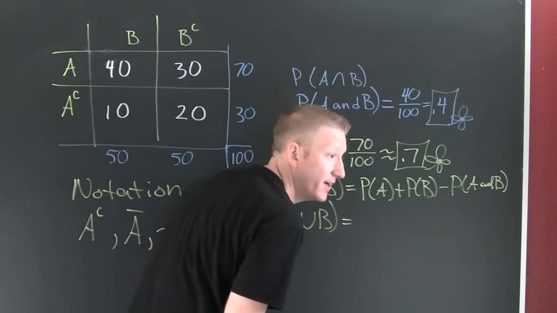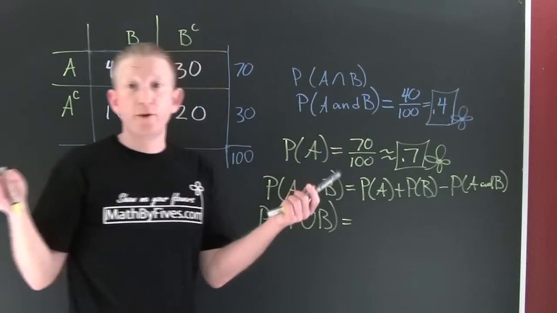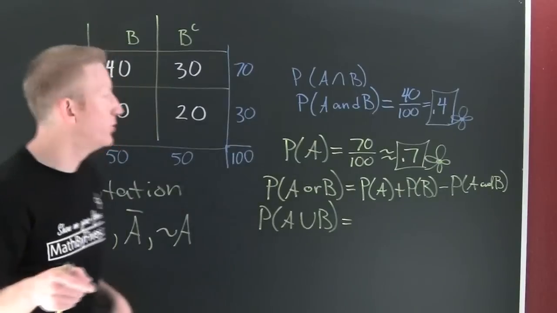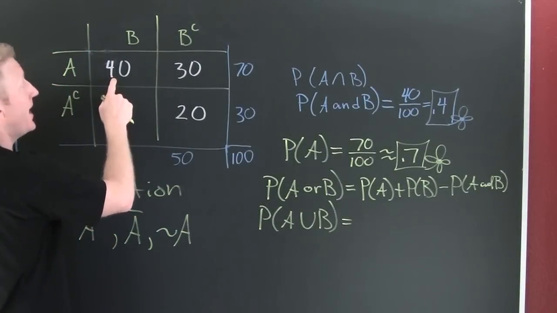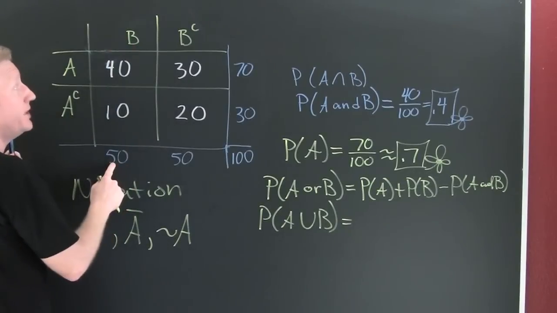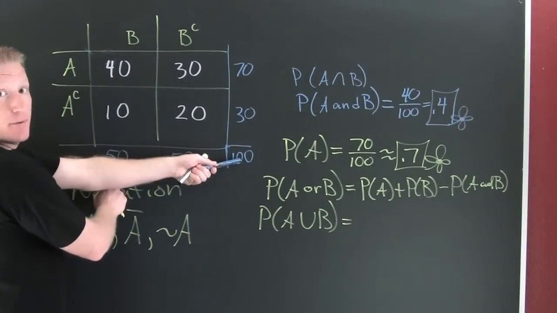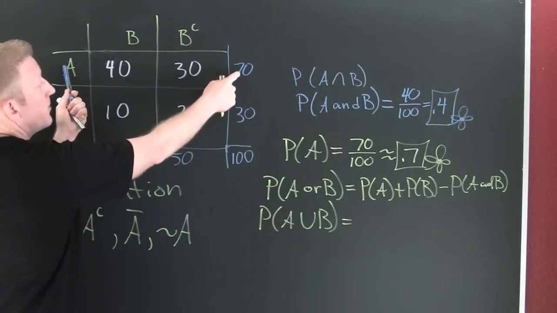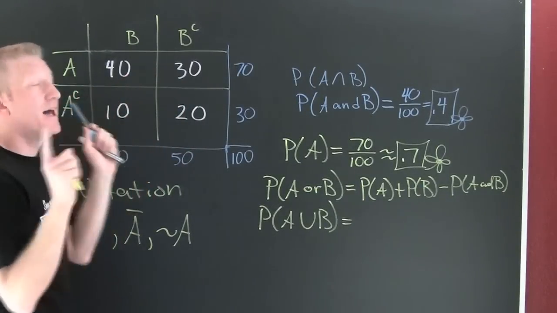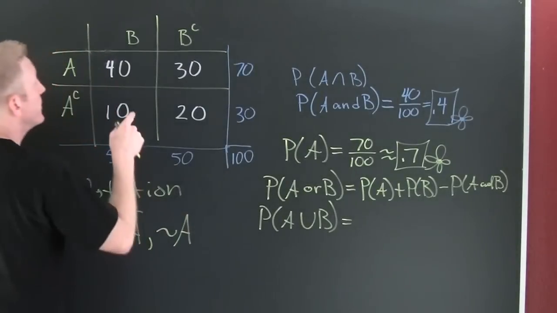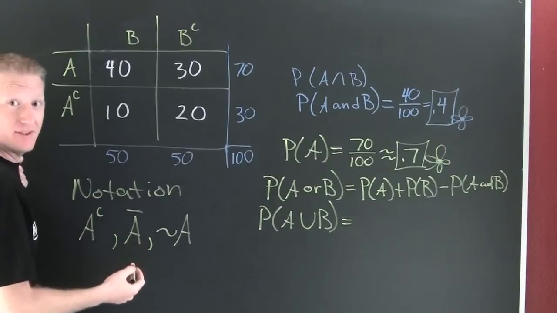So let's go through and find those. There are a couple different ways we can do it from our chart. If we're looking at our chart, we have the probability of A and B. The probability of B is going to be this number divided by that number. The probability of A is going to be this number divided by that number, and then you're going to subtract off that probability.